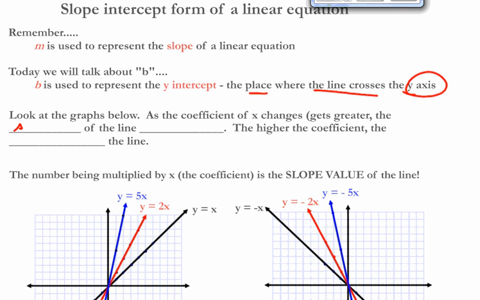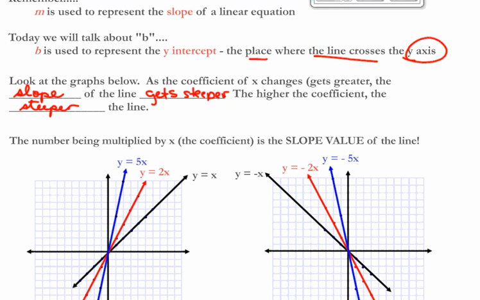Hopefully you filled in the slope of the line gets steeper. So the higher the coefficient, the steeper the line. So make sure you're filling that in. That was stuff we talked about yesterday. The number being multiplied by x, the coefficient, is the slope. So you don't have to count your slope. If you have the equation, it is simply the number in front of your x.